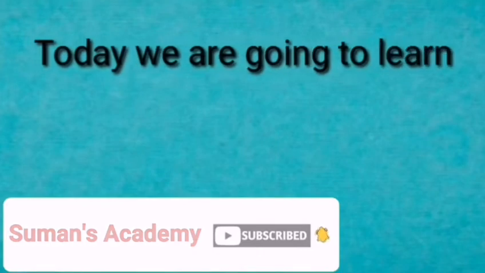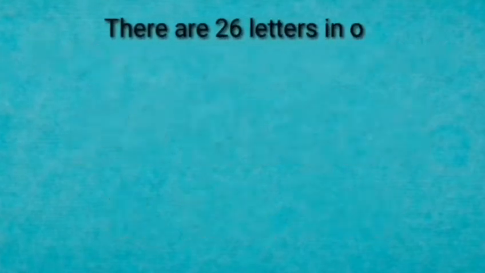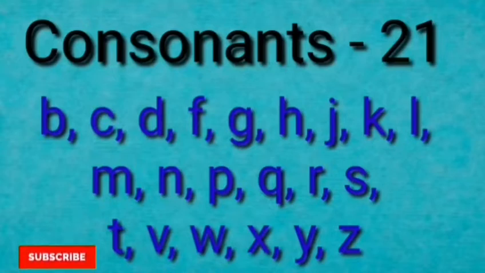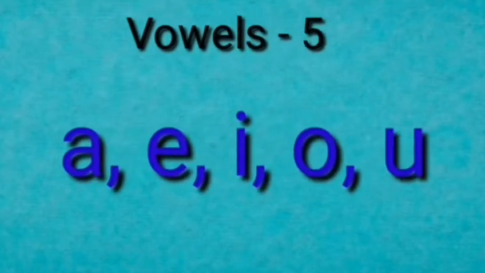Today we are going to learn articles a and the. There are 26 letters in our English alphabet. Among them 21 are consonants: B, C, D, F, G, H, J, K, L, M, N, P, Q, R, S, T, V, W, X, Y, Z. So we have 21 consonants in our English alphabet and 5 vowels, that is A, E, I, O, U.